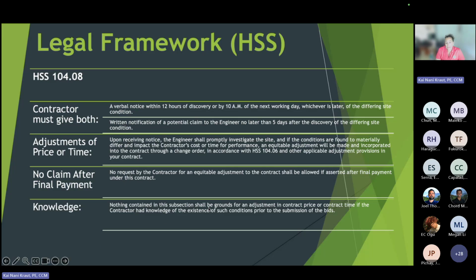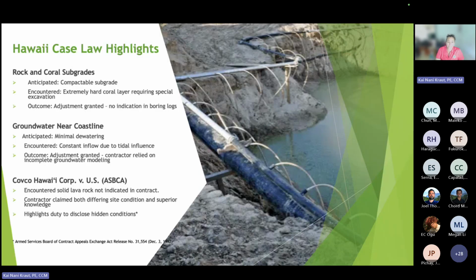And then nothing contained in this subsection shall be ground for adjustment in contract price or time if the contractor had knowledge of the existence of such condition prior to the submission of bids. So lots of stuff there. We're going to go through it.